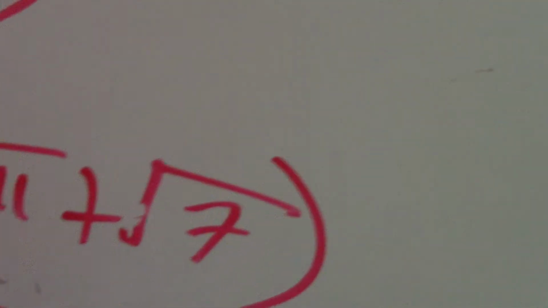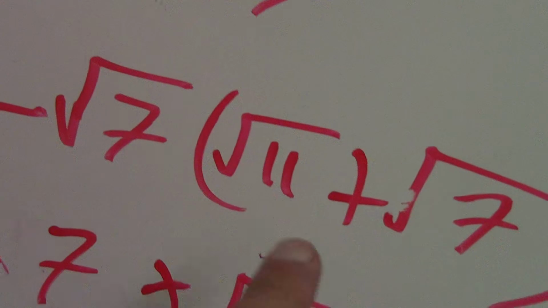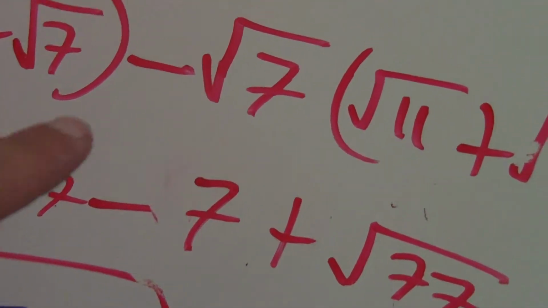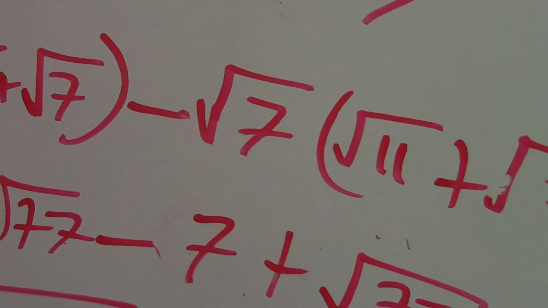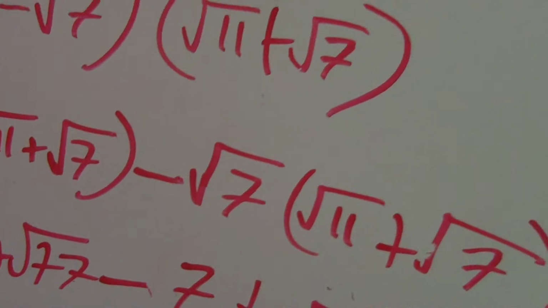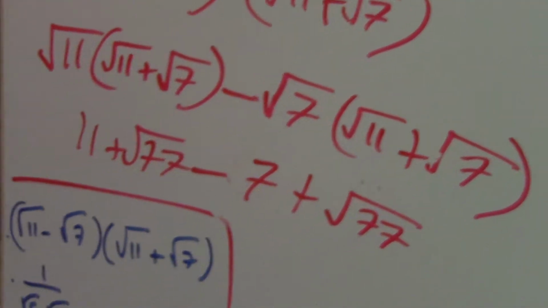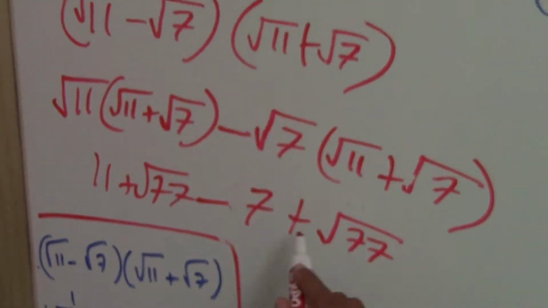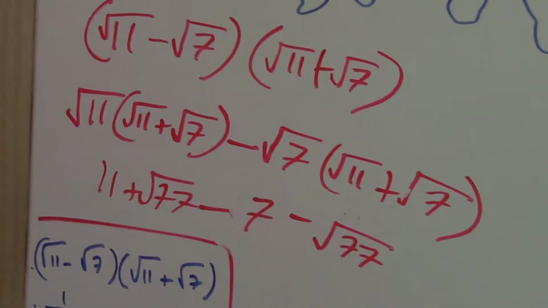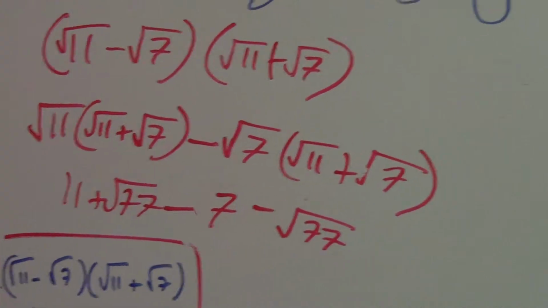When you multiply square root of 7 by square root of 11, what does that give? That gives a plus. Minus square root of 7 times square root of 11, what does that give you? That equals a minus, so that will be a minus. Yes. Oh yeah, sorry, I remember now when I was solving the problem.